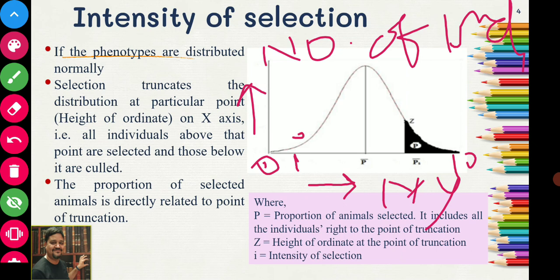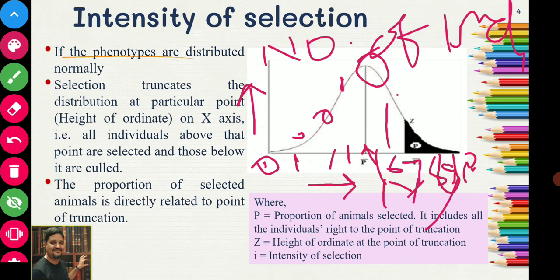Few individuals will be producing 1 liter. Then at 2 liters, the number of individuals will increase. At 3 liters, further increase. Suppose this point is 5 liters; maximum individuals are producing 5 liters of milk. Then at 6 liters, again the number of individuals reduces. Then 7, 8, 9 and 10 liters. So this is how economic traits are normally distributed.